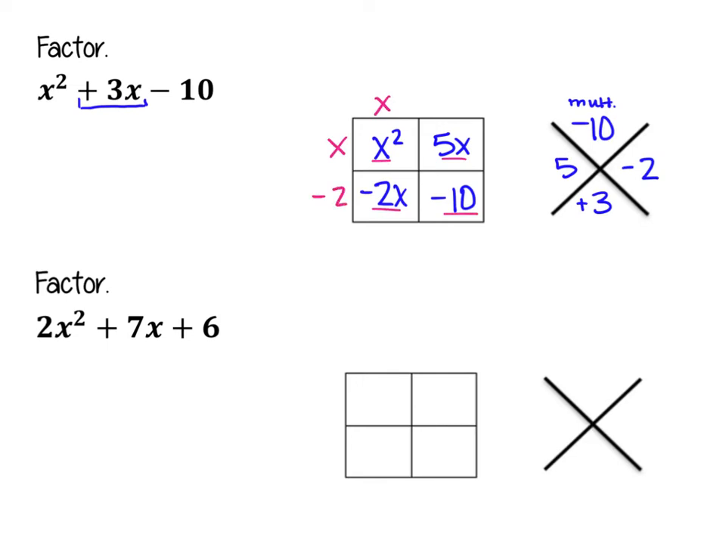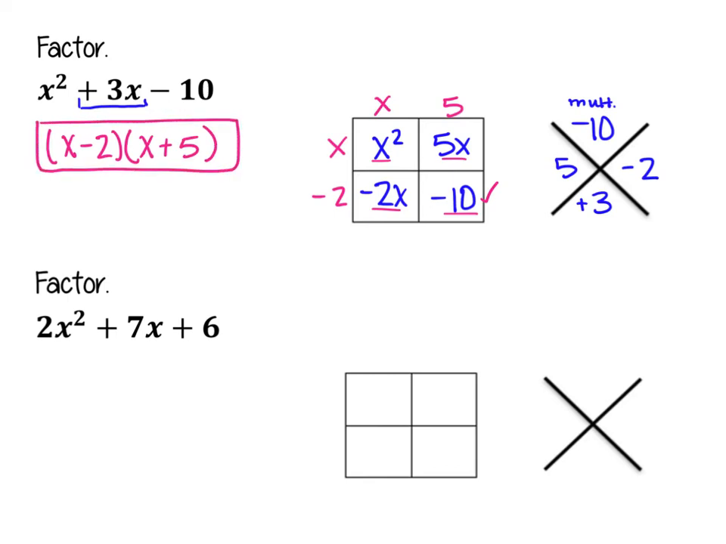Going up that second column, x times what would get me 5x? That would be 5. Right? And double check, 5 times -2 is -10. So this factors into the outside of my box was x minus 2 times x plus 5. And one more.